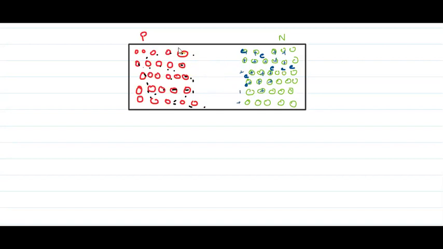So let's hold. We have this region. Now, obviously, in this region we do have donor atoms and acceptor atoms.